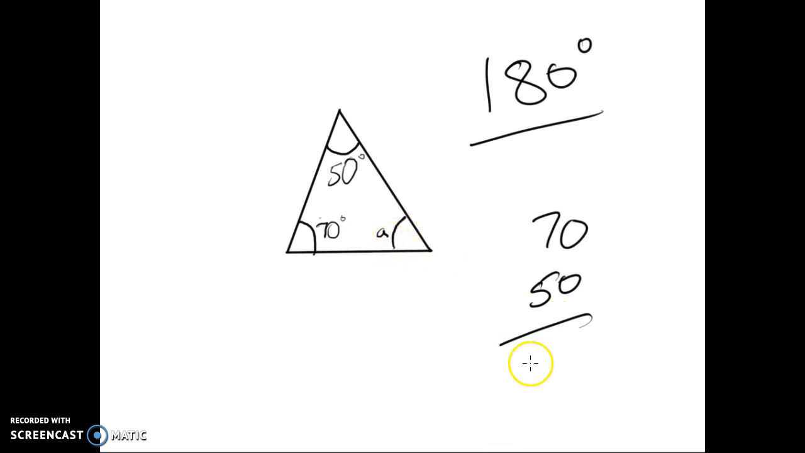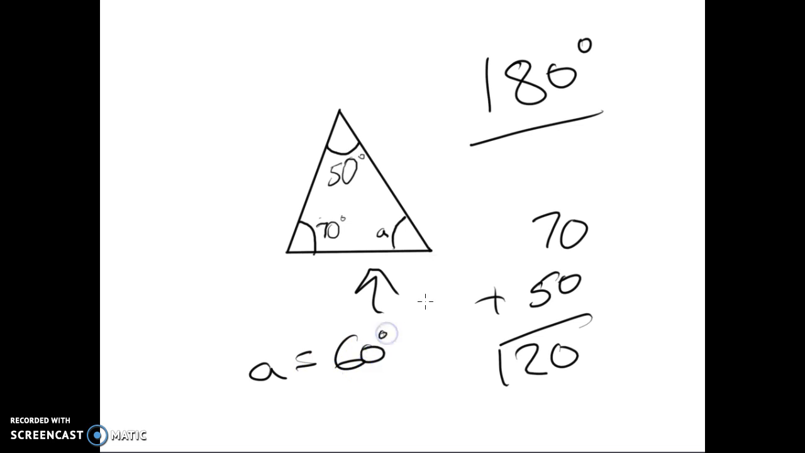And our missing one. So if we add together these two, we get 120. We know that altogether, all three have to add up to 180. So we know that A must equal 60 degrees.